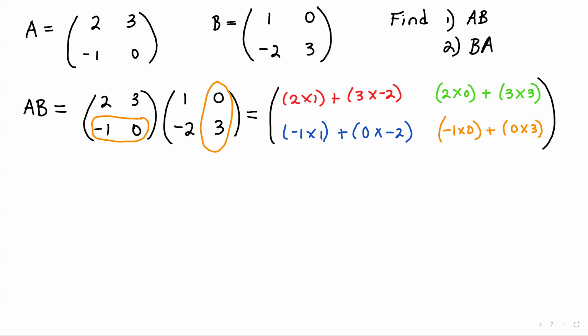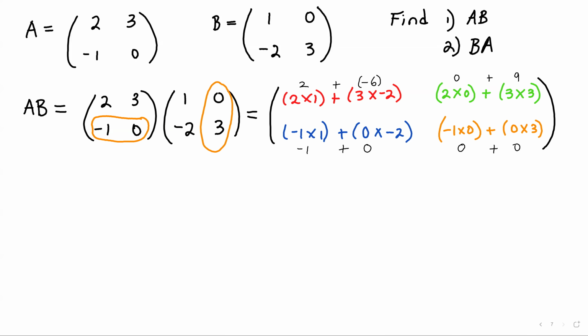So 2 times 1 is 2, right? So that'll be 2 plus 3 times negative 2, which is negative 6. And then here you have 2 times 0, so that's 0, plus 3 times 3, which is 9. This is negative 1 times 1, so this will be negative 1, plus 0 times negative 2 is 0. And then 1 times 0, which is 0, and 0 times 3, which is also 0.